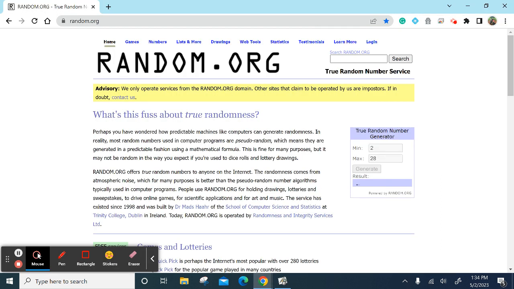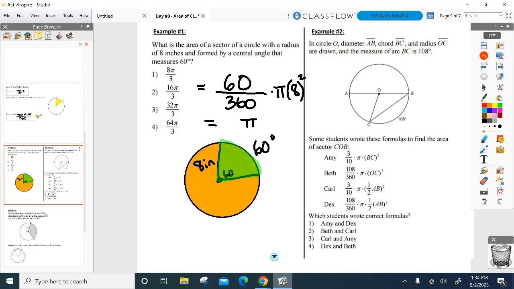When you're ready, in terms of pi, what are we looking at here? 27? Over 3. Everyone get that in their calcs? We're good there. How to leave that in terms of pi? Just type 60 over 360 times 64. Turn it back into a fraction and you'll get 32 over 3. Any issues? All right, next one here, one of my favorites.